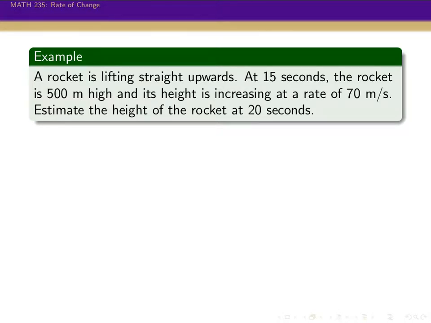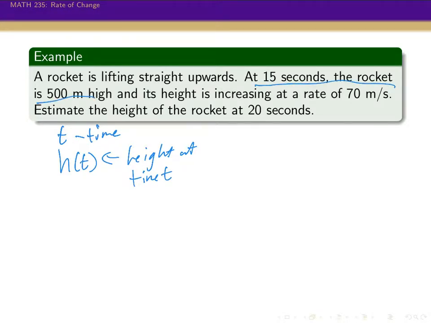So let's parse through what we have here. So we need a function. So again, t is going to be time, and we're talking about height. So let's let our function be h of t. It's talking about the height at time t. Now we have that at 15 seconds, the rocket is 500 meters high. So that's saying at time 15, the value of the height is 500. So h of 15 equals 500.